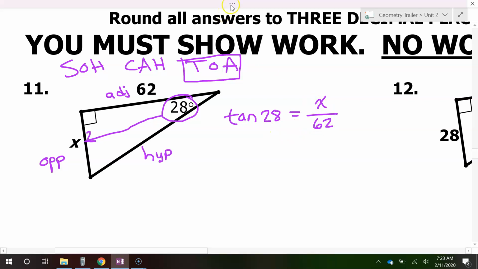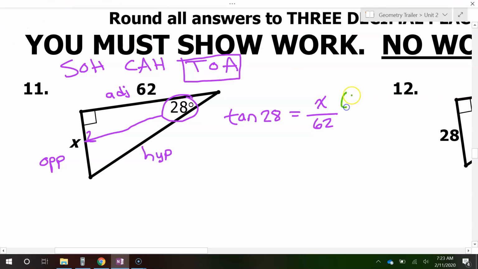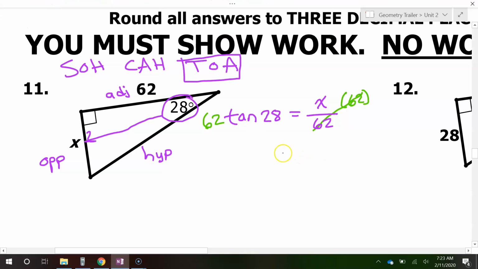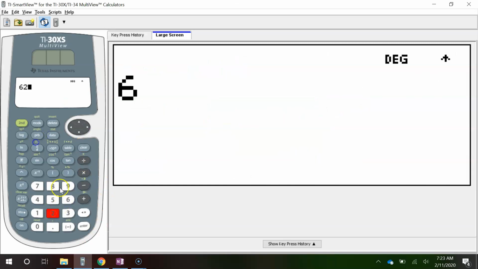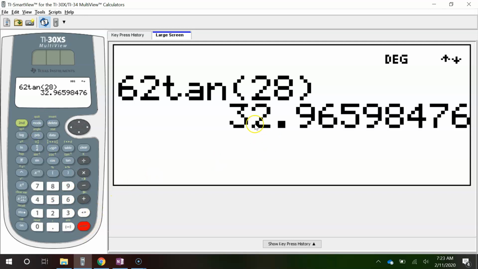Now, when the variable is in the top, this is when you multiply. So we will multiply both sides by 62. So these will cancel each other out. And that will give us the answer. We're just going to put this in the calculator. 62 tangent 28. 32.966. Got to round up.